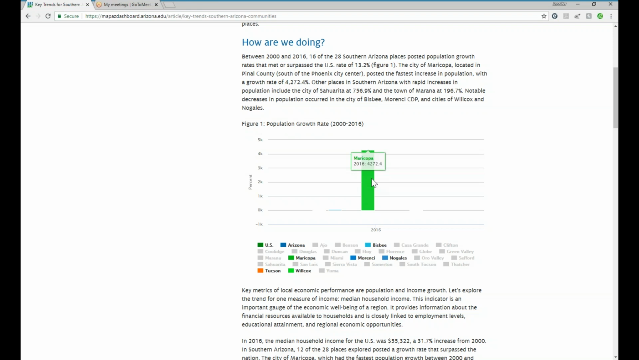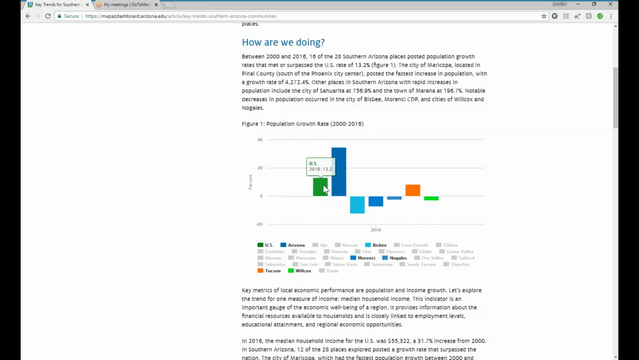Another thing about the city of Maricopa, and part of the reason it has seen such explosive growth, in part because of its access to both the Phoenix metro urban area and Casa Grande, is that it has an abundance of new affordable homes. So the city of Maricopa has seen the most explosive growth in Southern Arizona. The U.S. was at 13.2%, and the state was at about 3 times the U.S. rate over the last 16 years.